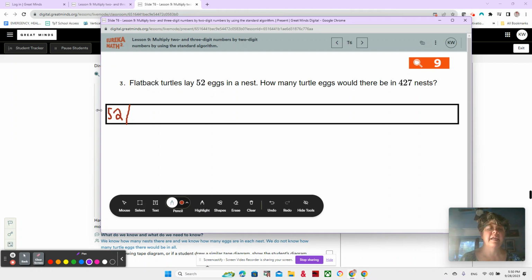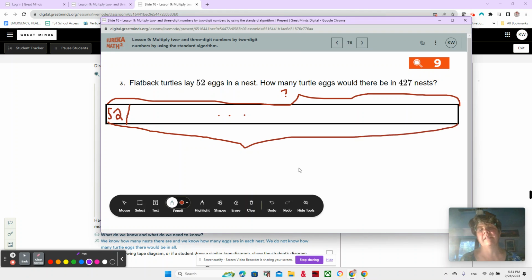And the question is, how many eggs would there be in 427 nests? So that's my unknown, right? How many eggs are there in 427 nests? And I can put my 3 dots. I do not have to draw 52 427 times. I can just write 427 and I have my 3 dots. So that means I have 427 52s. Now I kind of know what the problem looks like. I'm thinking about the area model and the standard algorithm, right?